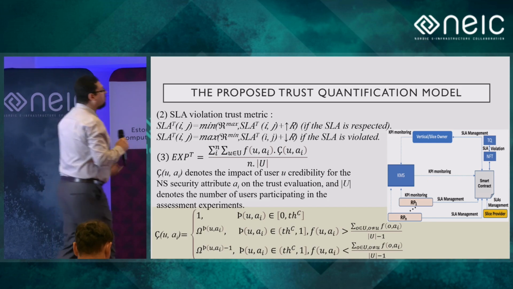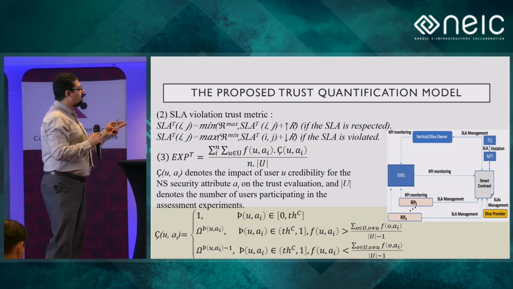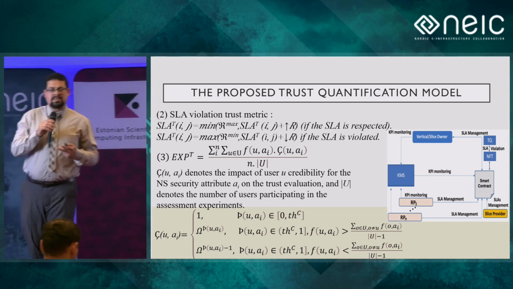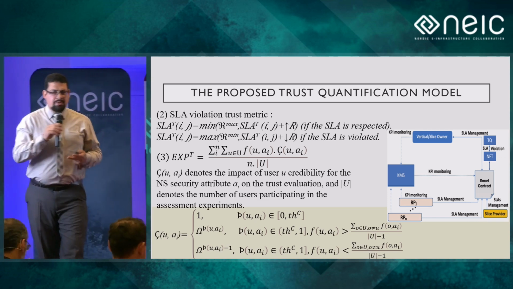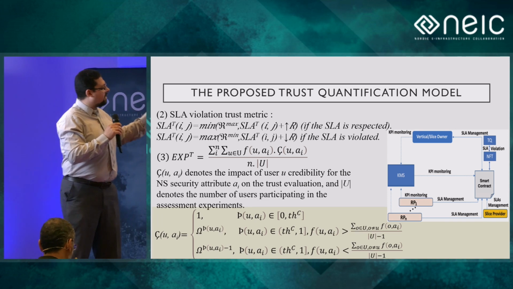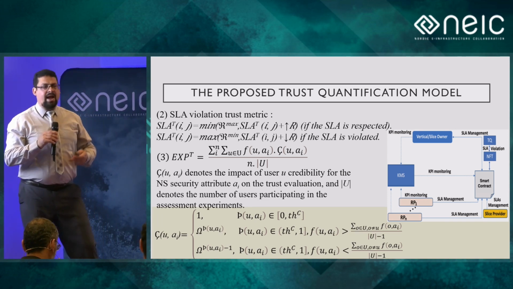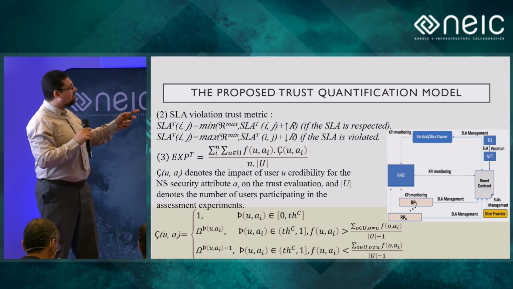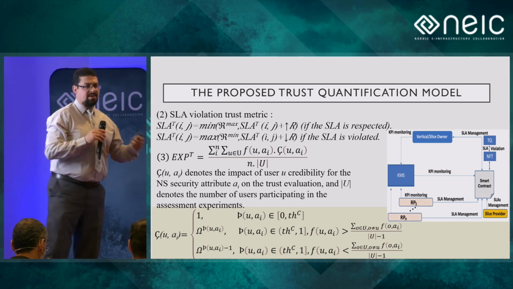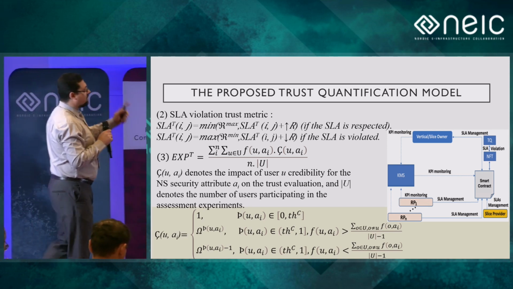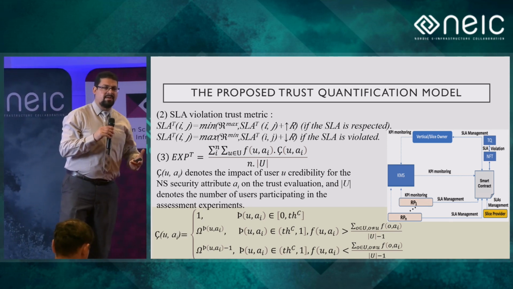And then for the other two factors, which are the service level agreement violation and the user experience, we compute the service level agreement violation based on a certain reward or a certain penalty. So for the vendor, whenever you respect the service level agreement, there is a reward added to the trust factor. And if the service level agreement is violated, there is a penalty added to the trust value. So you end with the SLAT, which is the service level agreement violation factor.